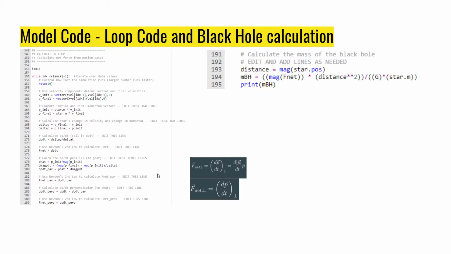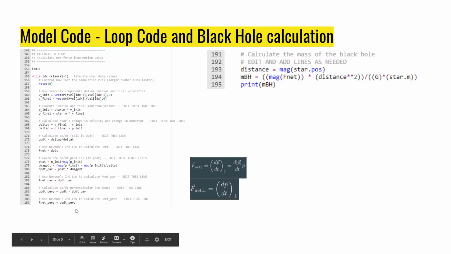Now we can calculate dp/dt parallel. P hat is equal to P initial over magnitude P initial. The magnitude of dp/dt is equal to magnitude P final minus magnitude P initial over delta t. And dp/dt parallel is equal to those two components multiplied together. Again, Newton's second law, we know that F net parallel is equal to dp/dt parallel. And now we can calculate dp/dt perpendicular. dp/dt perpendicular is equal to dp/dt minus dp/dt parallel. And again, by Newton's second law, we know that F net perpendicular is equal to dp/dt perpendicular.